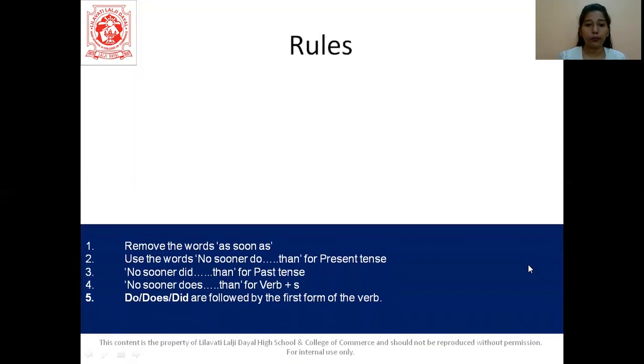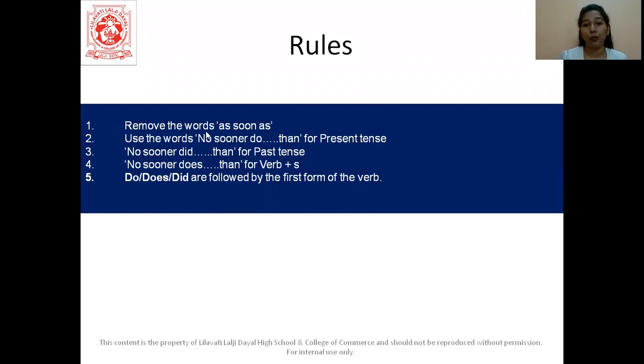Let's see the rules. First, we have to remove the words as soon as and use the words no sooner than. So we will use no sooner do for the present tense, no sooner did for the past tense, no sooner does for verb plus s. You have to keep this in mind, students. For the present tense, we have the word do. Past tense, it is did. Verb plus s, it is does. And your do, does, did is always followed by the first form of the verb.